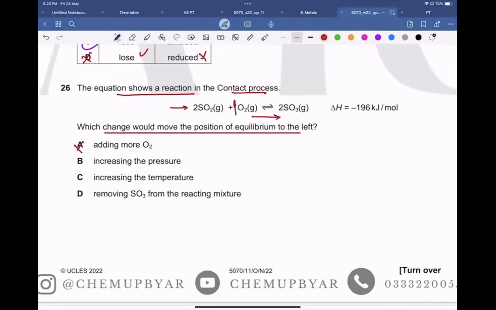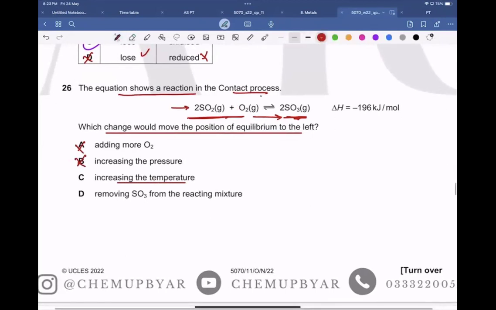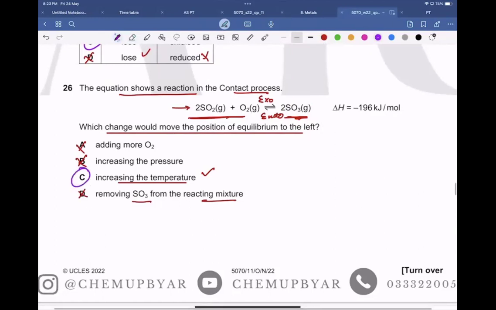Increasing the pressure shifts the equilibrium to the side with fewer moles of gas. The product side has fewer moles of gas and the reactant side has more moles of gas. So equilibrium shifts to the right again. Increasing the temperature shifts the equilibrium towards the endothermic side. If you see, the forward reaction is exothermic and the backward reaction is endothermic. So if we increase the temperature, equilibrium shifts to the left because the backward reaction is endothermic. So C can be the answer. Removing SO3 from the reaction mixture: as we remove it, the concentration of SO3 would decrease, so equilibrium again shifts towards the right. So equilibrium shifts to the right with option D as well. So C is the correct answer.